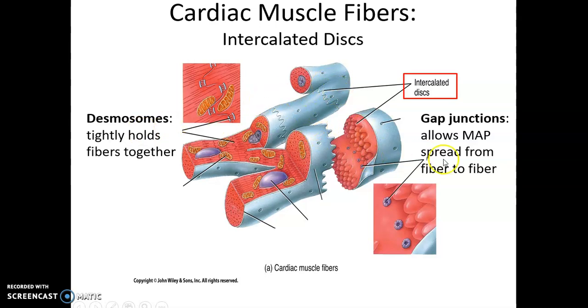Also found in the intercalated discs are gap junctions. Gap junctions are little tunnels between neighboring cells, allowing material to flow between them. In this case, it allows the ions for the muscle action potential to flow from one cell to the next, allowing the muscle action potential to not just move down the membrane of the cell, but also move to the next adjacent cell.